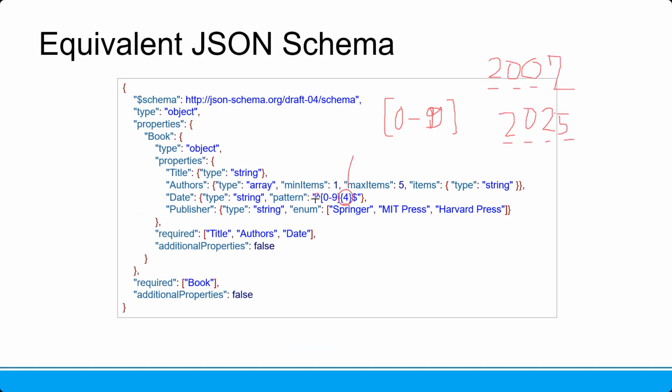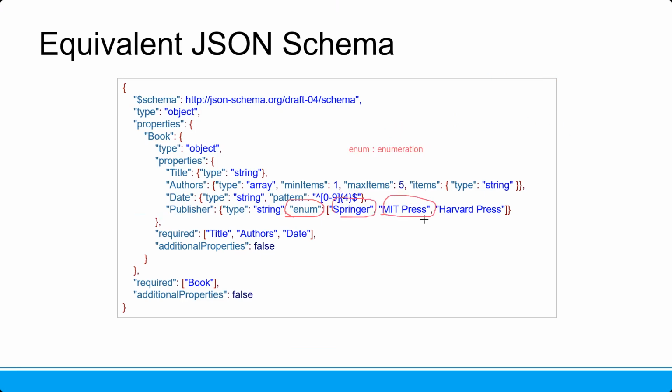So the other things, this one and this one, are to represent a string. So the publisher, in this case, we have a string and enum. Enum means enumeration. This enumeration is one of the data types that we can use in Java. And there is an option whether you choose Springer or MIT Press or Harvard Press.